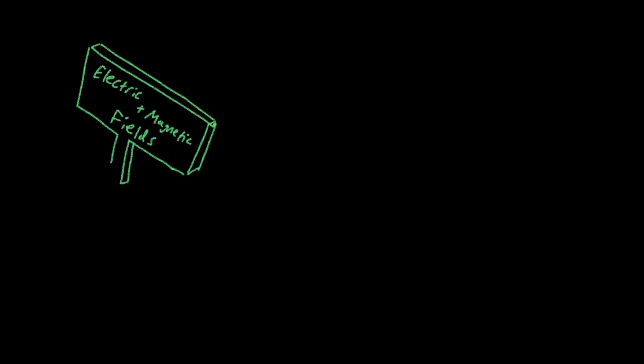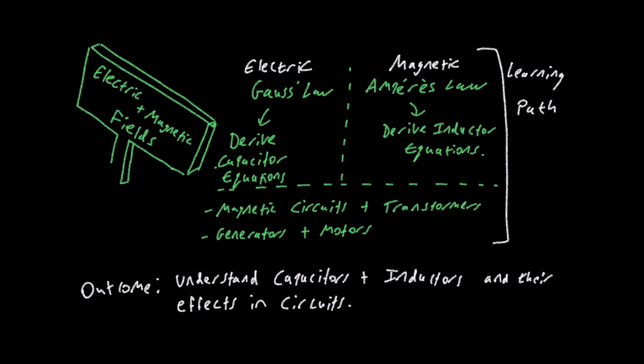Electric and magnetic fields are the next destination on the roadmap. This area is much broader than we will consider here, but the main points to learn are how to derive the capacitor equations from Gauss's law in electric fields, and how to derive the inductor equations from Ampere's law. Other results from this topic are magnetic circuits and transformers, and electric generators and motors. But in electronics, we care more about the circuit components for now.